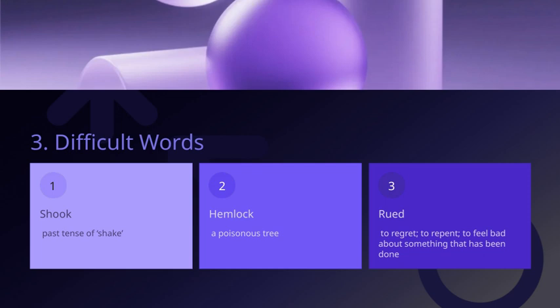Next, we have the word rued, which is the past tense of to rue. It's a formal way of saying someone regrets something. For example, he rued his decision, meaning he wished he had made a different choice.